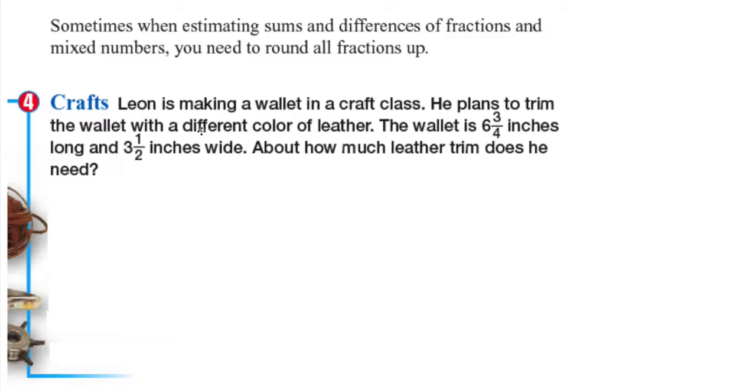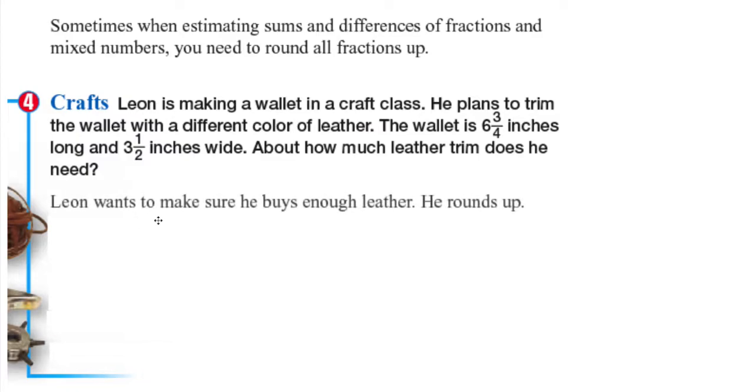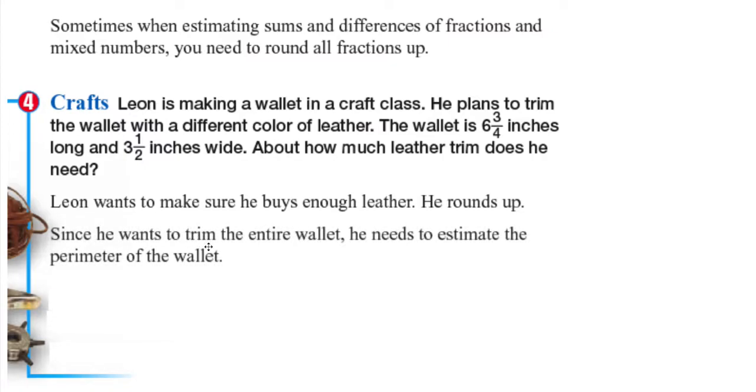Leon is making a wallet in the craft class. He plans to trim the wallet with different color of leather. The wallet is 6 3/4 inches long and 3 1/2 inches wide. But how much leather trim does he need? So, Leon wants to make sure he buys enough leather, so he rounds up. Okay? Since he wants to trim the entire wallet, he needs to estimate the perimeter of the wallet.